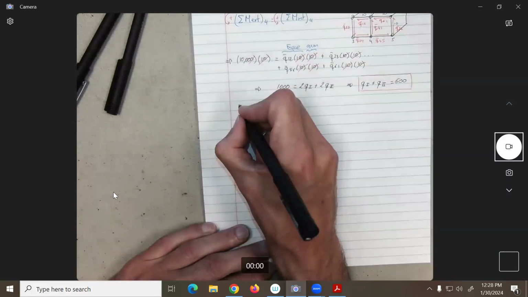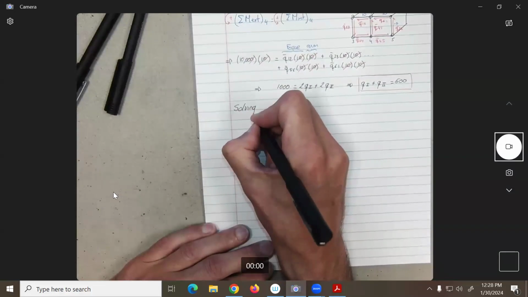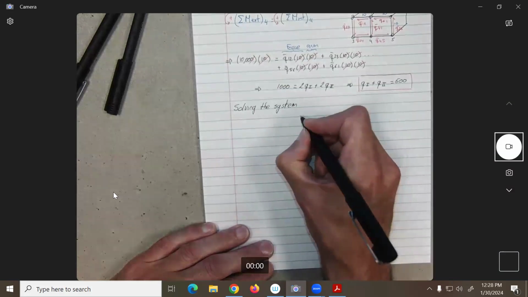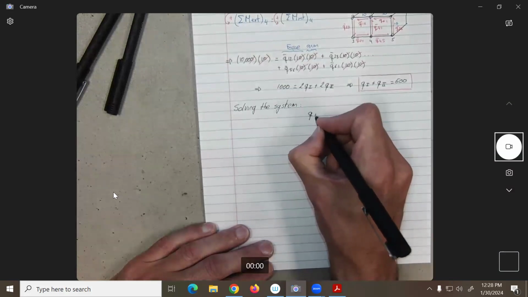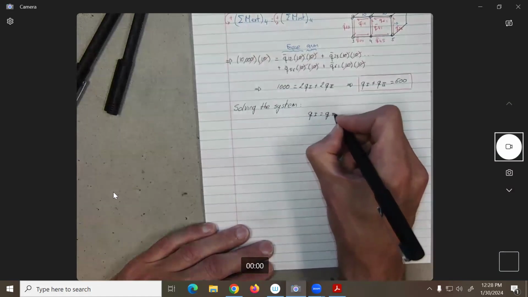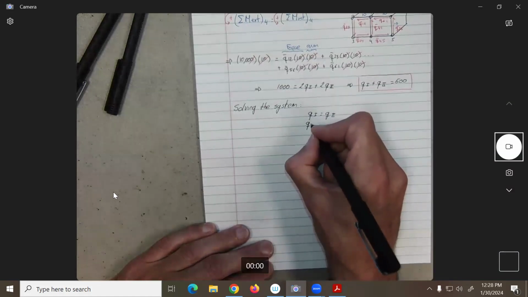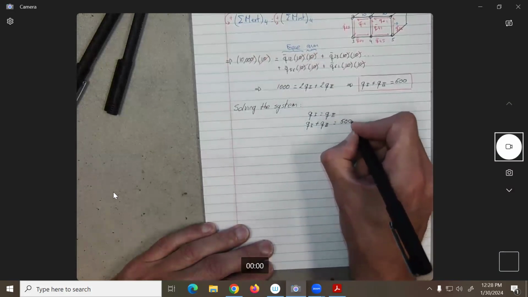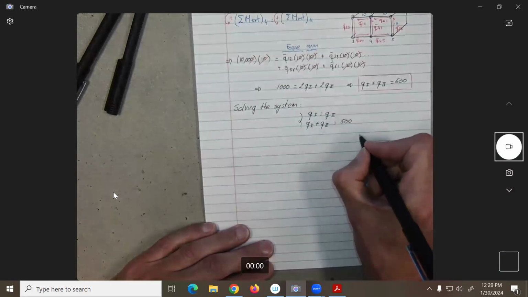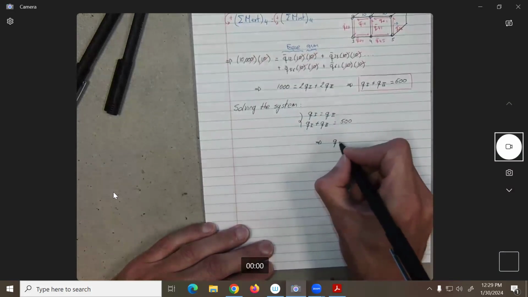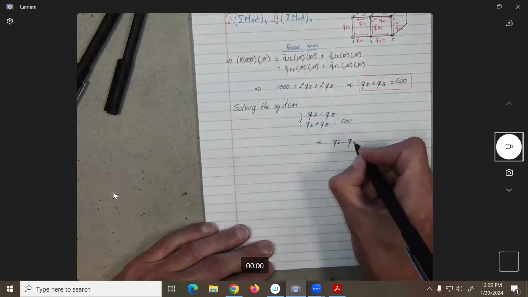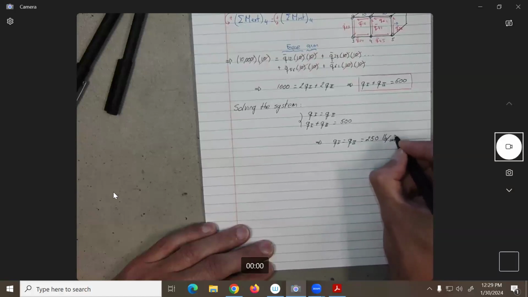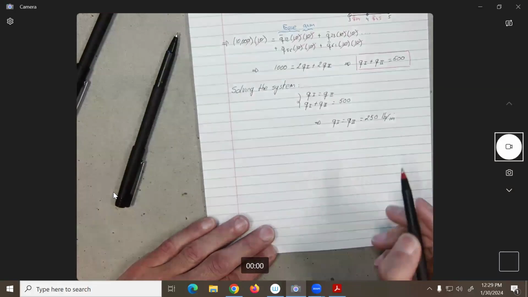So I'm going to be quick. So next, solving the system, which is very easy. Q1 equals Q2, which is the previous equation, and Q1 plus Q2 equals 500. This is going to give us what? Q1, Q2 is equal to 250 lb per inch.